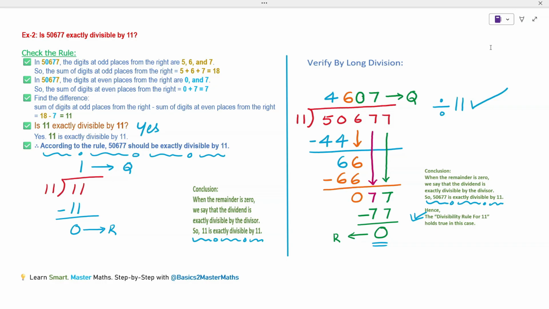Examples 2 and 3 are self-explanatory. So, please make a note of them.